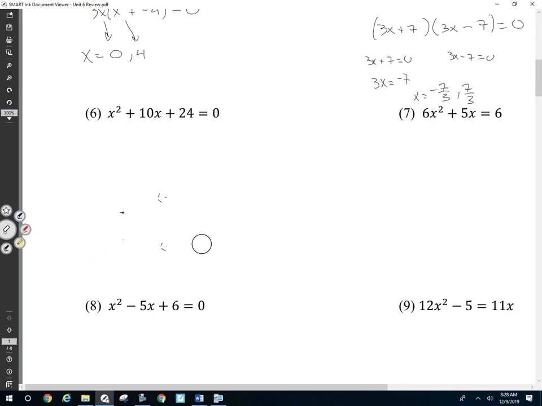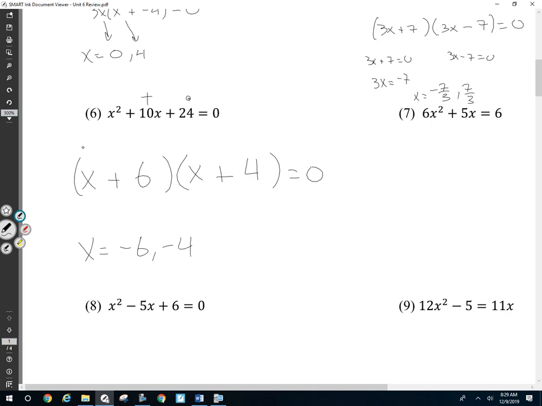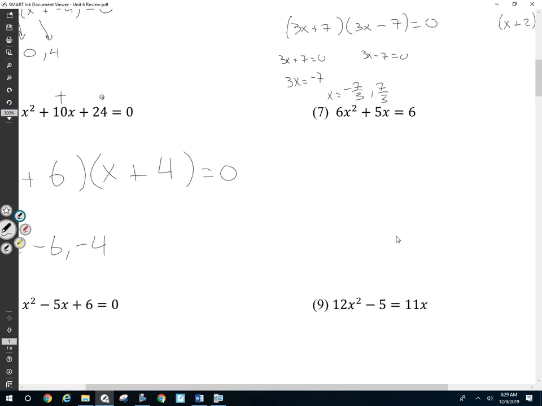Understanding distribution, going backwards, all we need to find is the two numbers that add to get 10 and multiply to get 24, and know that my factored form would be x plus something times x plus something else. The two numbers that add to get 10 and multiply to get 24 are 6 and 4. Now my answers are not 6 and 4, because if I plugged in 6, this would not be 0. My answers would be -6 and -4, because plugging in -6 would make this 0. Plugging in -4 would make this equal to 0.